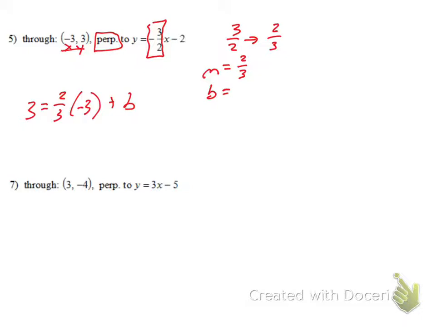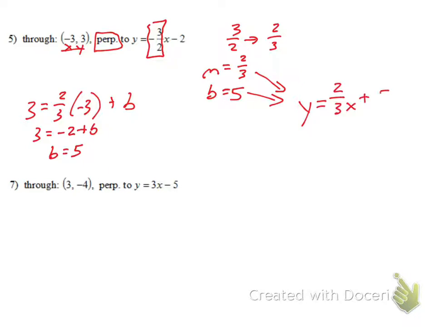2 divided by 3 is going to be 0.6 repeating. I'm just going to keep that, and I'm going to multiply that by a negative 3. That's going to get you a negative 2. So 3 is going to be equal to negative 2 plus b. I'm going to add 2 to each side, so b is going to be equal to 5. Now that I have my m and my b, I can put it into y equals mx plus b form again. So y is going to be equal to 2/3 x plus 5.